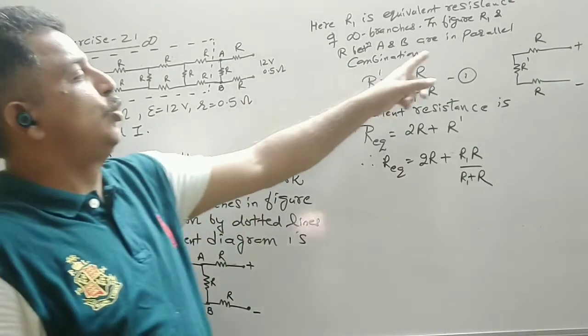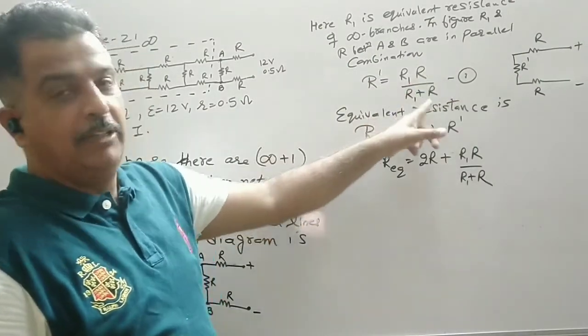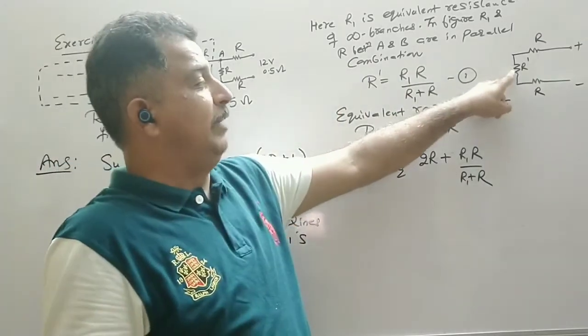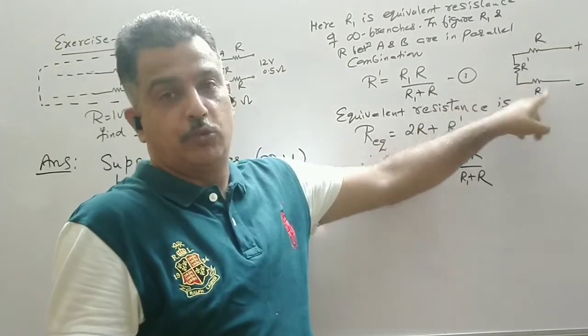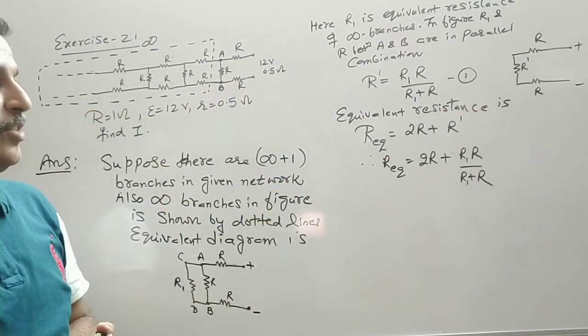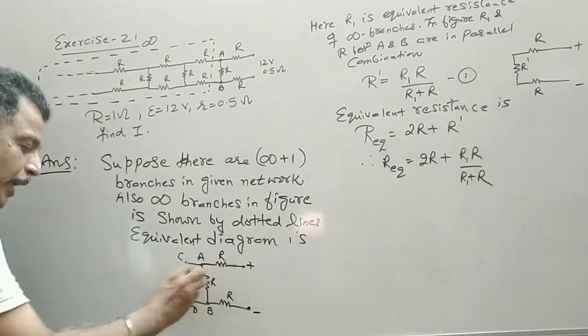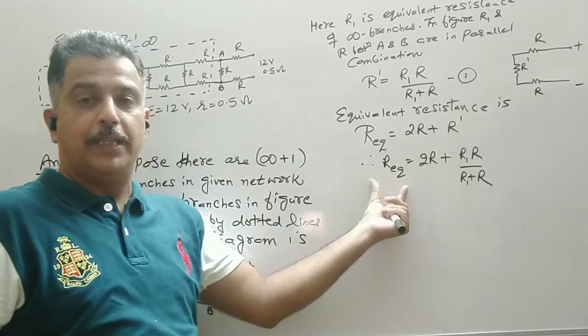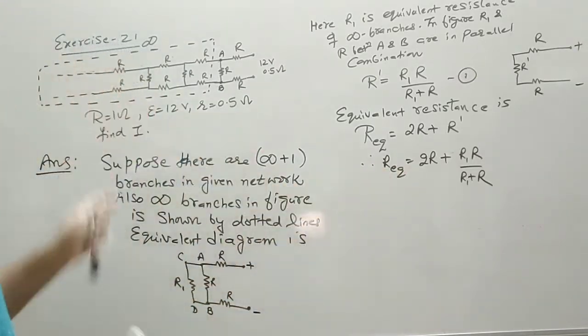So 100 into 1 divided by 101, so it will be less than 1. Now this is less than 1 plus 1 plus 1, so the value does not change by a large amount. If I add one branch to the infinite, the equivalent is assumed to be the same as that of the infinite branch.